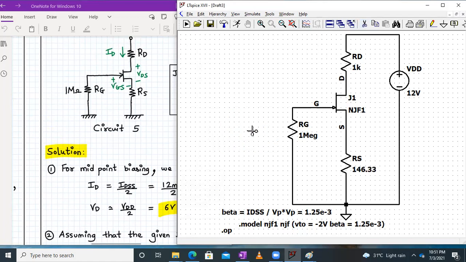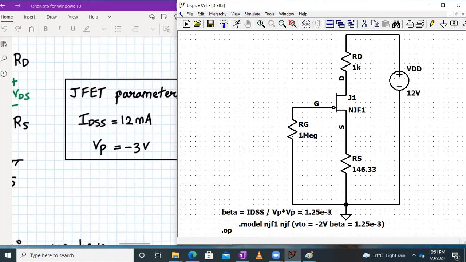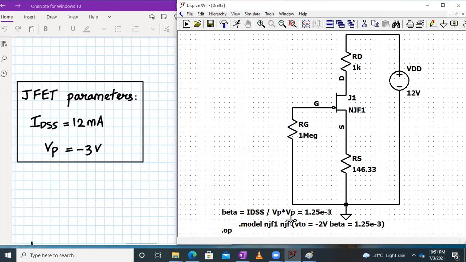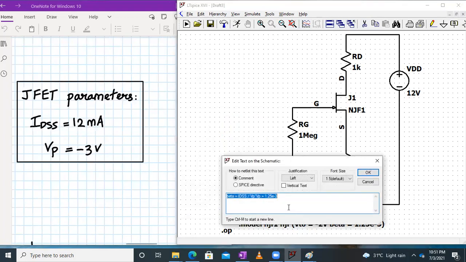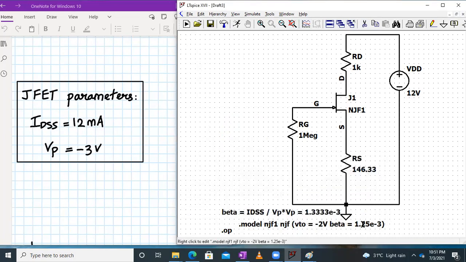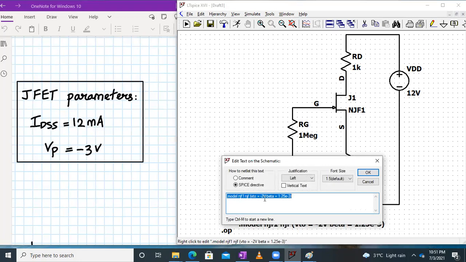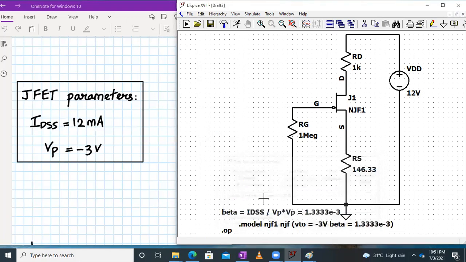Let us check the JFET parameters. So the JFET parameters are 12 and minus 3. So we have to accordingly change this value of beta. So it will be 12 milliamperes divided by 3 square. It will be IDSS divided by VP square. That comes out to be 1.33, 1.3333 milli. So accordingly, in the dot model statement, the VTO will become minus 3 and beta will be 1.3333 into 10 raised to minus 3.